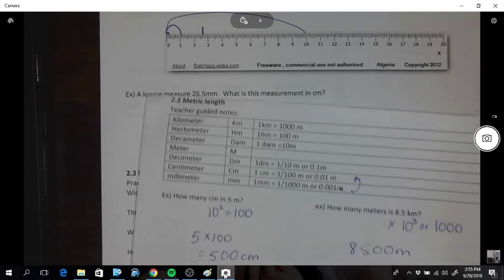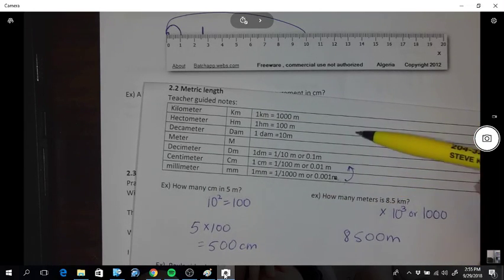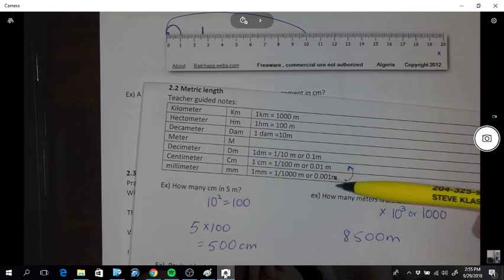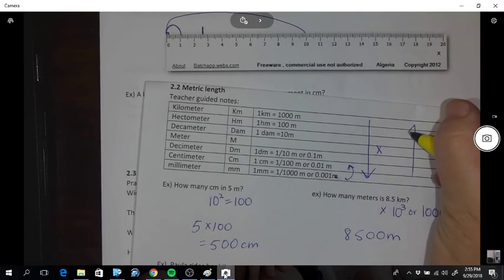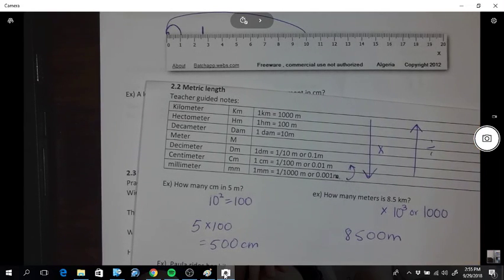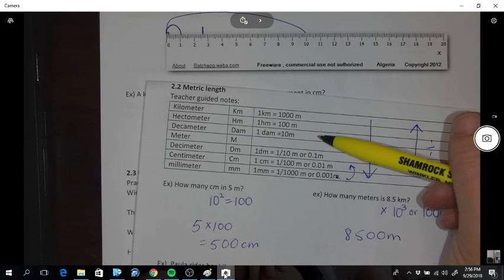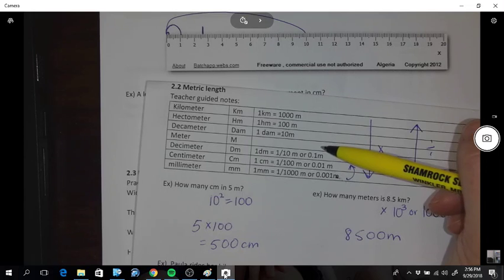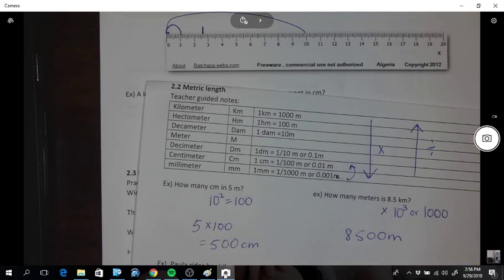Okay, so pay attention to this chart, remembering that each increment is 10. If you're going down, you're going to times. If you're going up the chart, you're going to be dividing to get to a smaller number. Okay, so if you jump 1, it's a 10 multiplier, 2 is 100, 3 is 1,000. If you go 4, you'd be going 10,000, etc. Okay, you may do the metric 2.2 lesson.